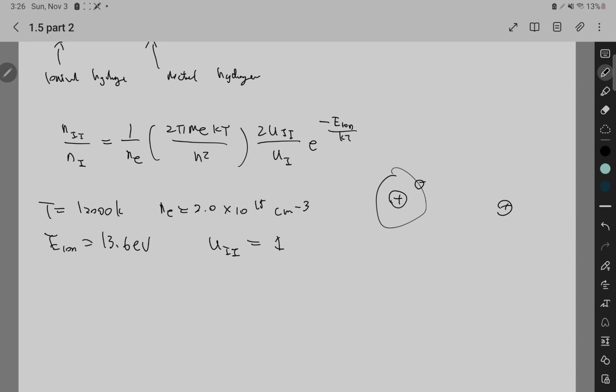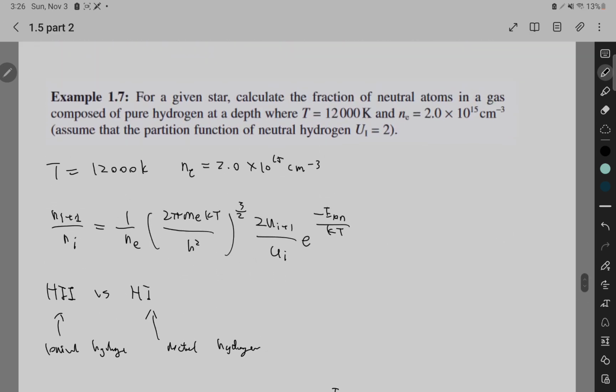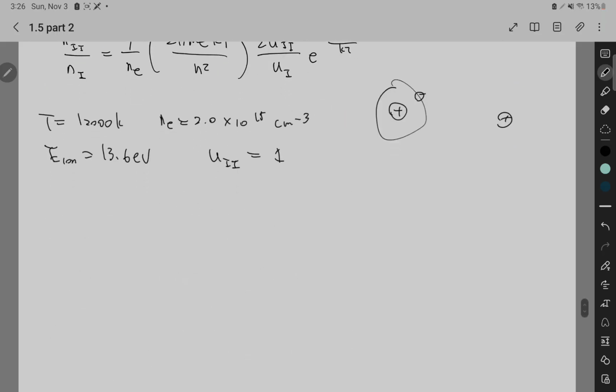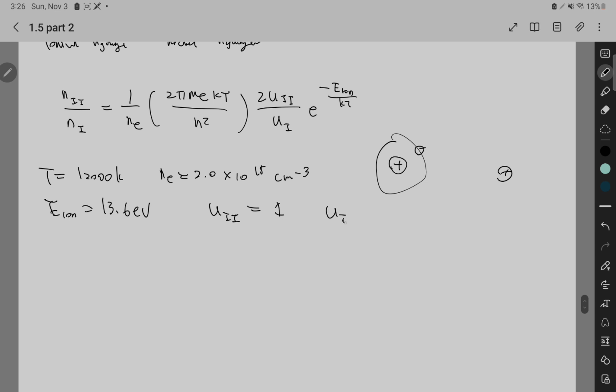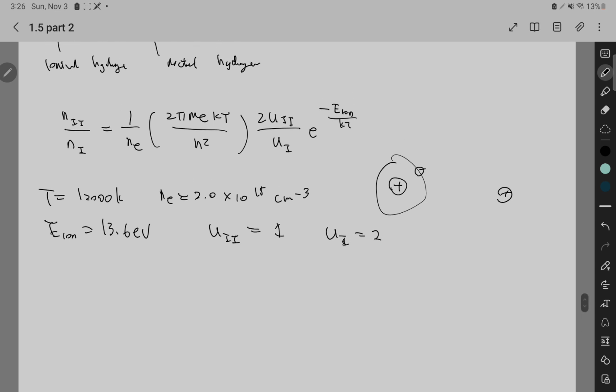And you might ask, well, what is U_I? Well, in our question, we're given that we were to assume the partition function of neutral hydrogen U_I to be 2. So U_I is equal to 2. So now we have all the values. So what do we do now?